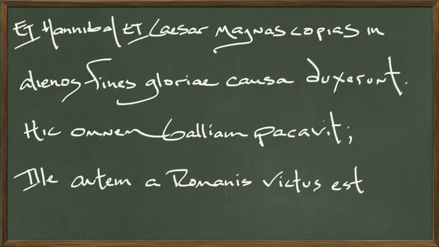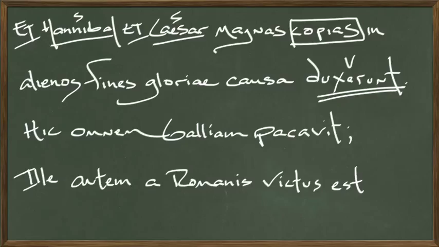Et means both and, so both Hannibal, subject of the sentence, and Caesar, subject of the sentence. So, both Hannibal and Caesar, what did they do? They led. That's the verb. What did they lead? They led troops. That's the direct object. How many troops? A lot of troops. Magnas copias.